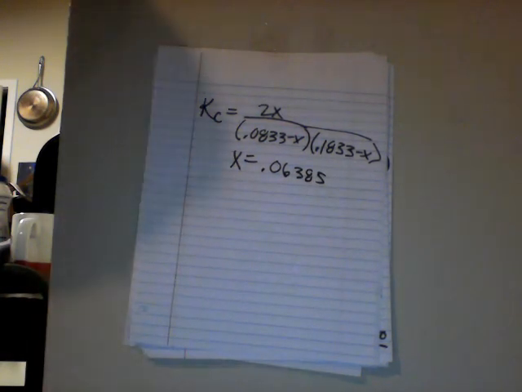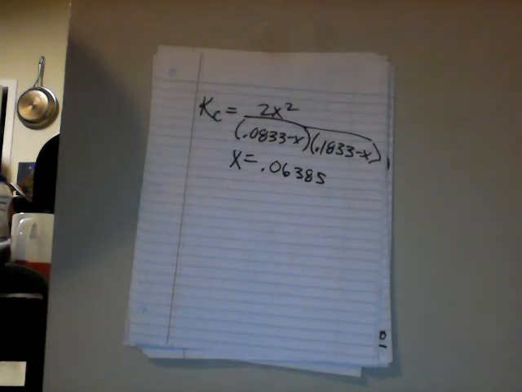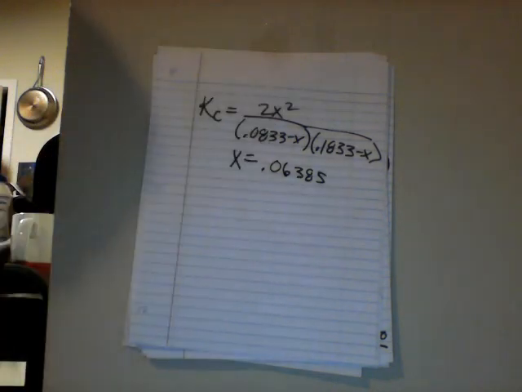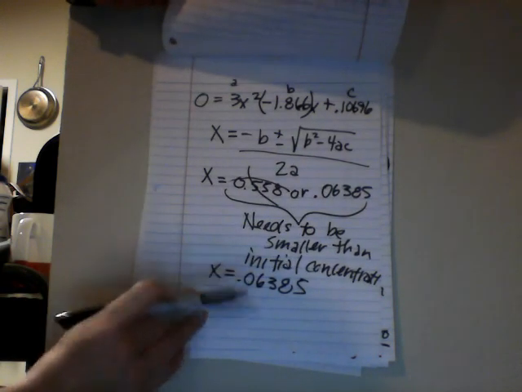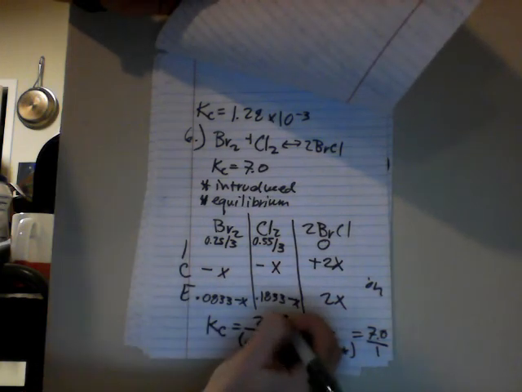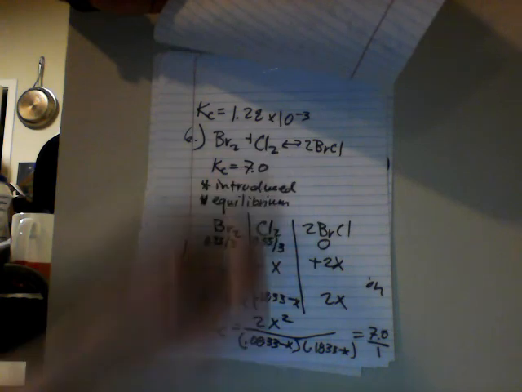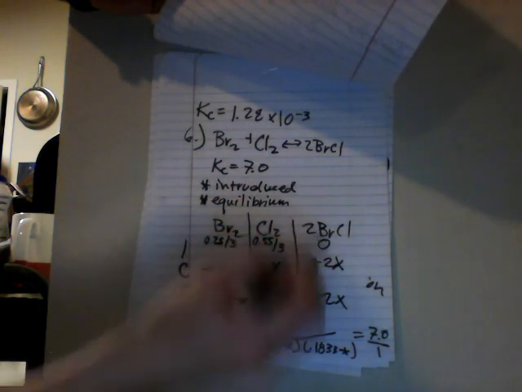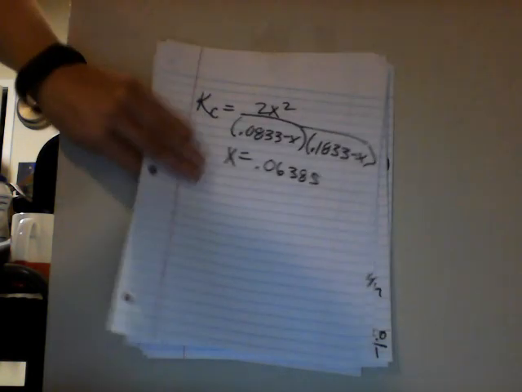Oh, 2x squared, right? Because it's products with its coefficients out front. I should have done that over here too, hopefully. Yeah, 3x squared. Okay, we're good. So on that page, in our Kc expressions, remember, we always have to put that coefficient that's out front in the expression as a superscript, right? So don't forget to do that.